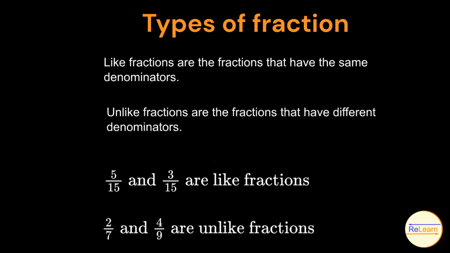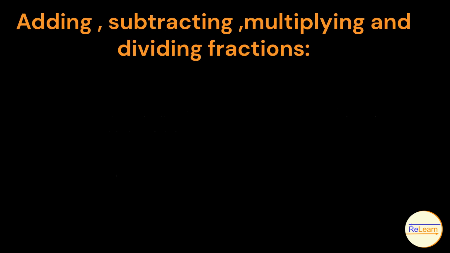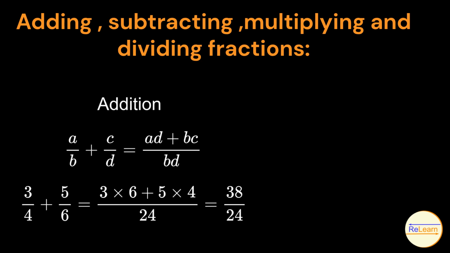Like and unlike fractions. Like fractions are the fractions that have the same denominators. For example, 5 upon 15 and 3 upon 15 are like fractions. Unlike fractions are the fractions which have different denominators. For example, 2 upon 7 and 4 upon 9 are unlike fractions. Adding, subtracting, multiplying and dividing fractions.